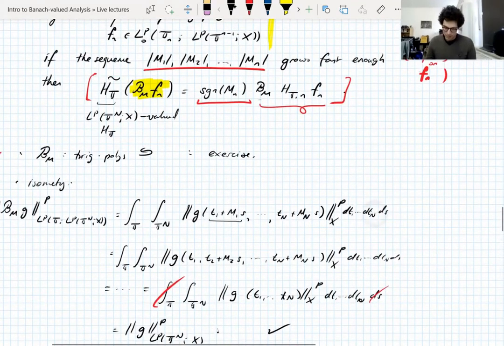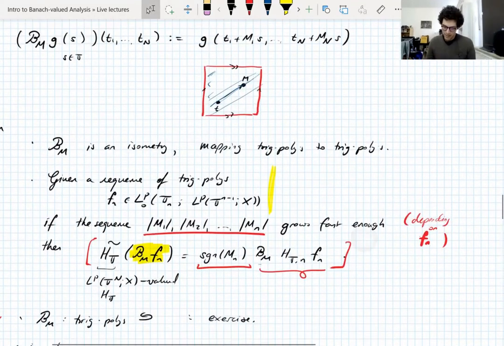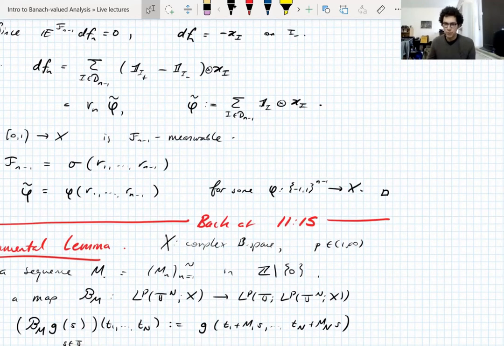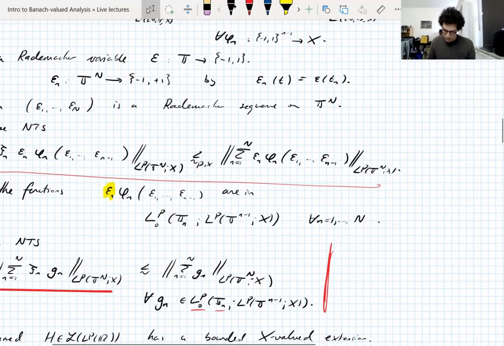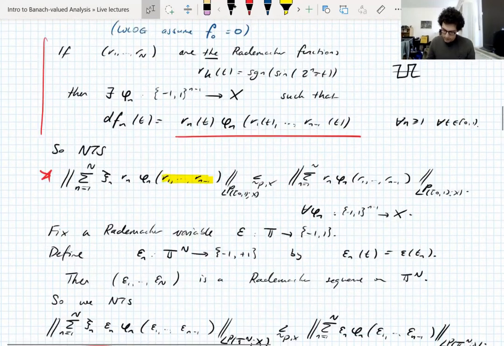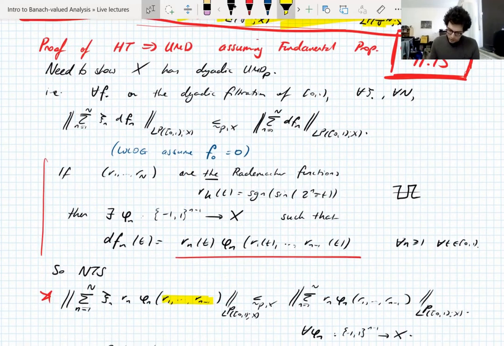We should go back to what all this has to do with UMD. Now that you've seen the proof of the fundamental proposition, let's go back to the derivation of UMD from that, because that was pretty important. That is the whole point here. The proof that Hilbert transform boundedness implies UMD, assuming the fundamental proposition. And we have the time to go through this again, thankfully. Everything's worked out well. So let's walk through this, not too quickly.